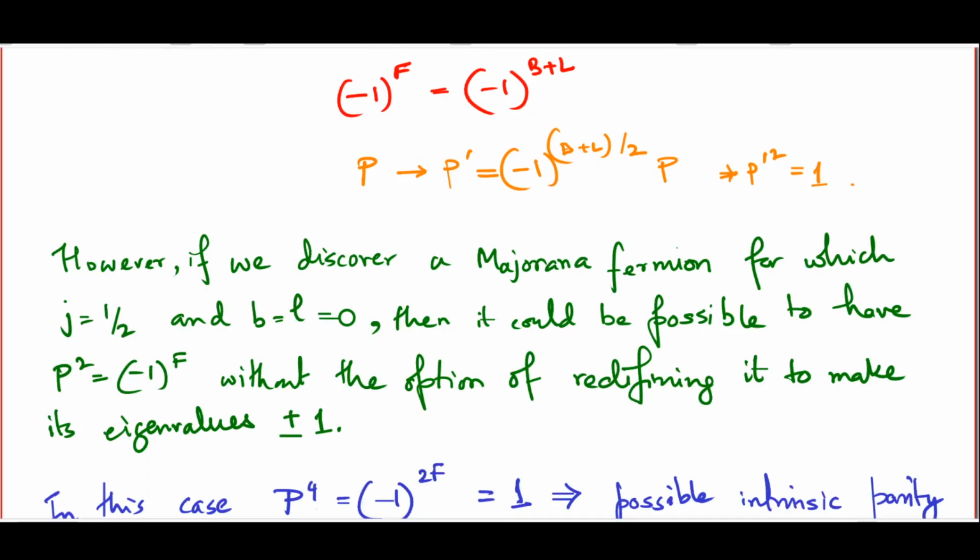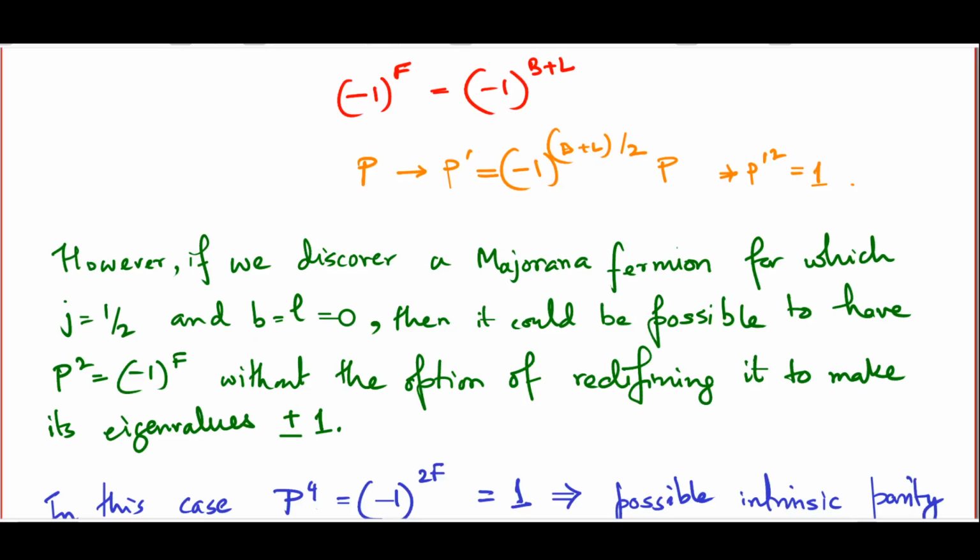However, if a conjectured new kind of particle, a Majorana fermion, were discovered, then this whole thing will change. A Majorana fermion is a fermion which is its own antiparticle, and as a result, all the additive conserved quantities corresponding to this particle must vanish. So it must have B equal to 0, 0 baryon number, and 0 lepton number. Now, the Majorana fermion is a spin-half particle.